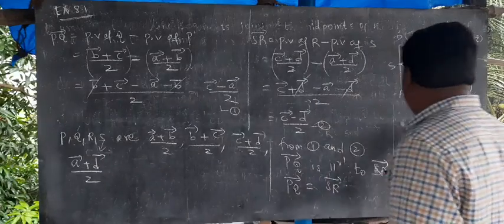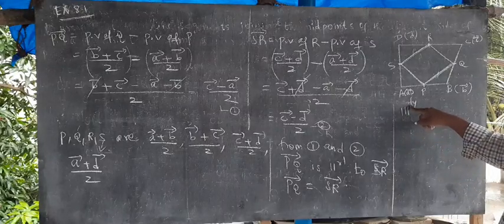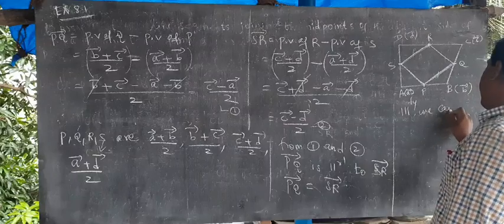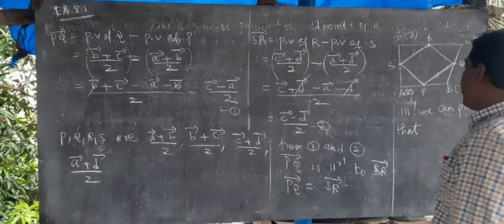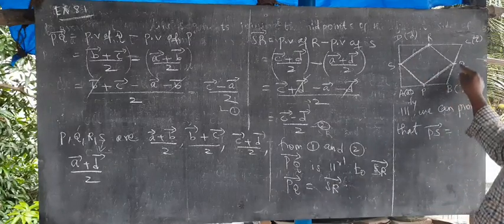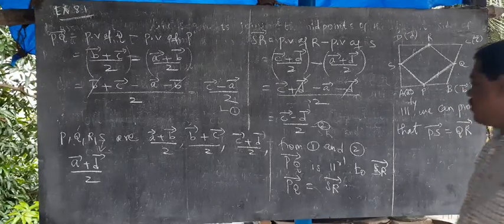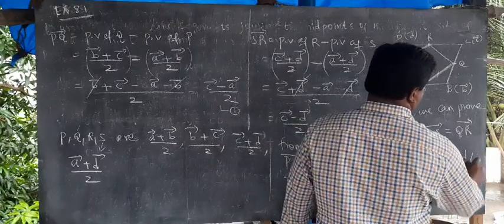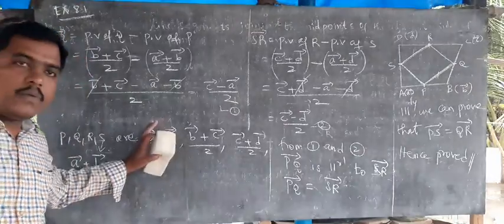Similarly, the three dots are the shortcut for similarly. Similarly, we can prove that PS vector is equal to QR vector. Right? Hence proved. Clear? So like this, you need to prove this sum. Thank you.